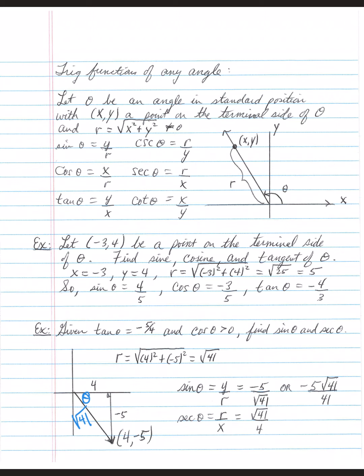And so I'm just going to ink that in. We're asked to find sine theta. Sine is opposite over hypotenuse. That's negative 5 over square root of 41. If you have to rationalize, that's negative 5 square root of 41 over 41. Secant is, remember, the reciprocal of cosine. Well, cosine is adjacent over hypotenuse. So secant is hypotenuse over adjacent. Another way to think of it is r over x. Square root of 41 over 4.